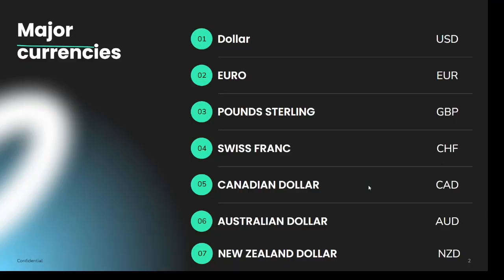major currencies that we have. So the first currency is the USD, the US dollar. The reason why the US dollar is so popular is because apart from making transactions with the USA, which is the United States of America, we can also use the US dollar to make transactions with other countries.